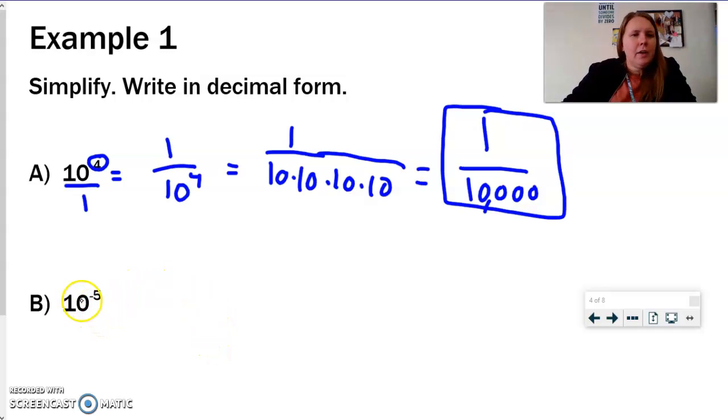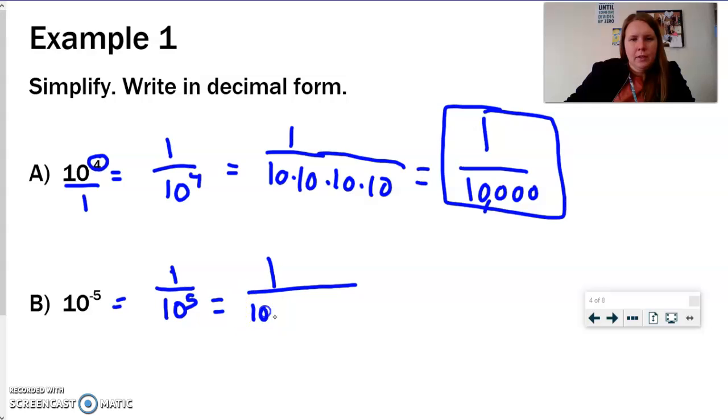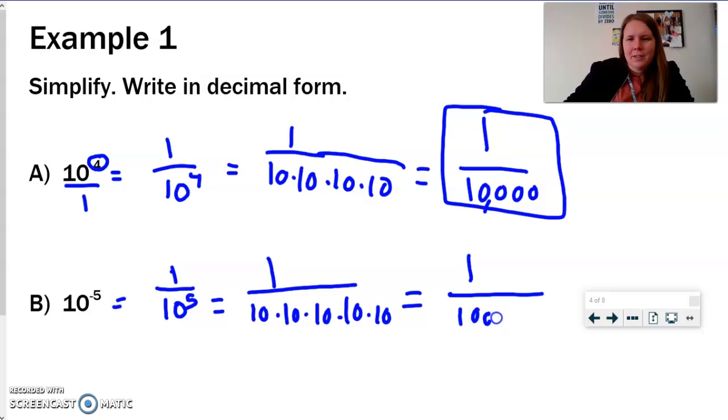Then I'm going to get 10 to the negative 5th. Again, to make this a positive exponent, I'm going to bring it to the bottom. So I'm going to make it 1 out of 10 to the 5th. I'm just flipping it. It's a lot like the same at the top, but this time I'm multiplying it 5 times: 10 times 10 times 10 times 10 times 10. I hope I did 5 there. I can't remember. So in this case, I'm going to have 1, and then 5 zeros.